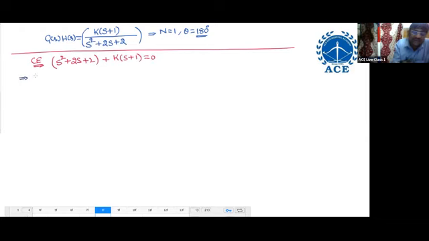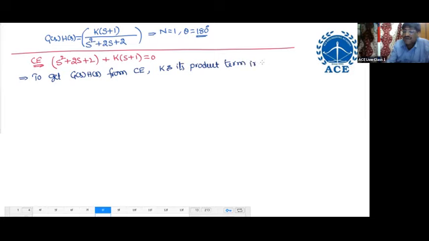To get G of S, H of S from the characteristic equation, write K and its product terms in the numerator, and remain all the terms in the denominator.